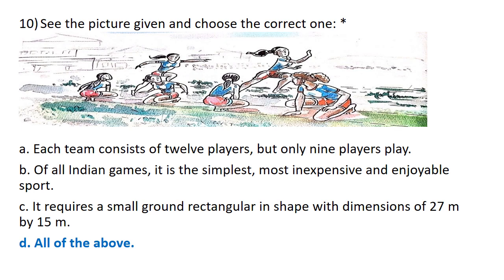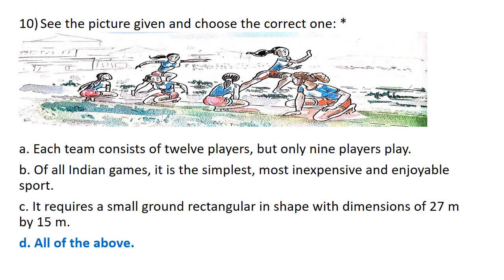The picture shown here is the game Kho-Kho. All of you can see well here, and you love playing this game, right? Each team consists of 12 players, but only 9 players play. We have already studied the rules and how to play this game in our class. So this statement is correct.